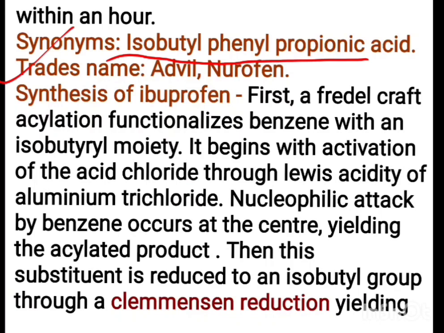First, a Friedel-Crafts acylation functionalizes benzene with an isobutyryl moiety. So first we take benzene and then Friedel-Crafts acylation, not alkylation. Acylation takes place, and due to this an acyl group is attached to it. It begins with activation of the acid through the Lewis acidity of aluminum chloride. When the acyl group is produced, there is a double bond to O.